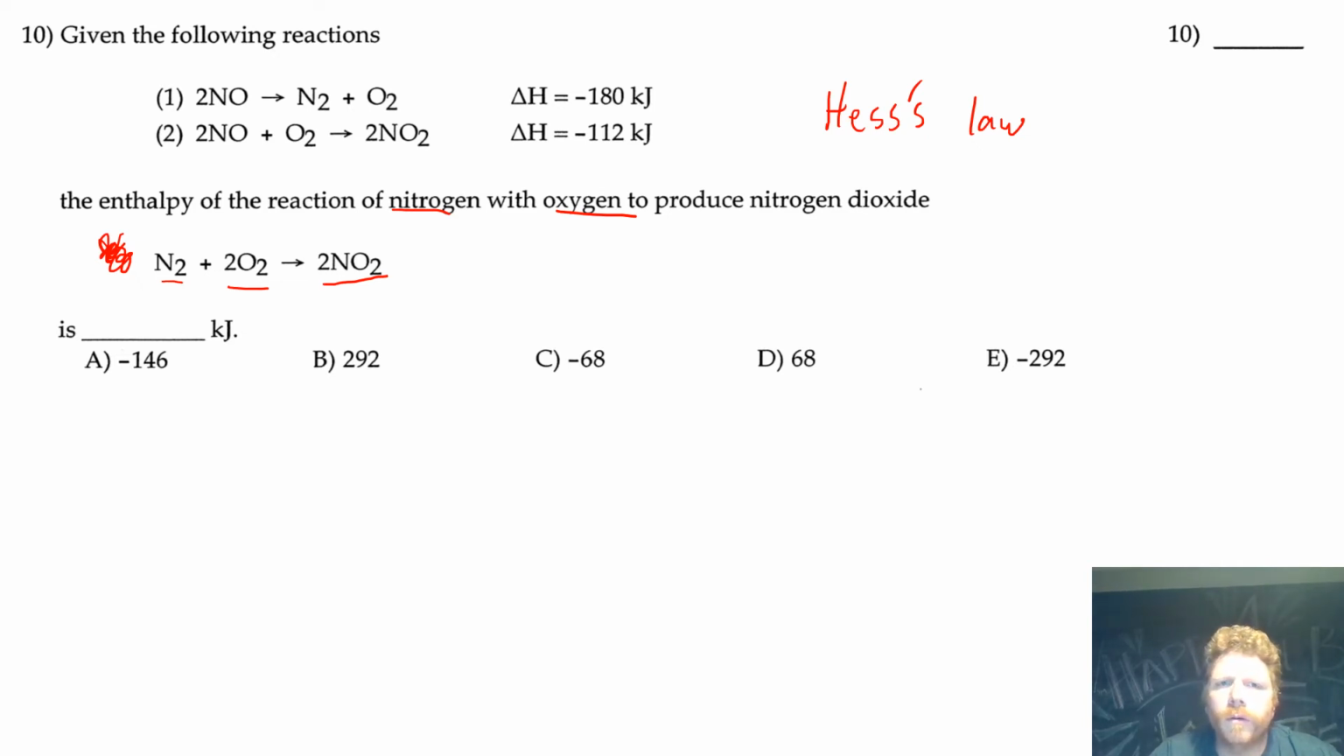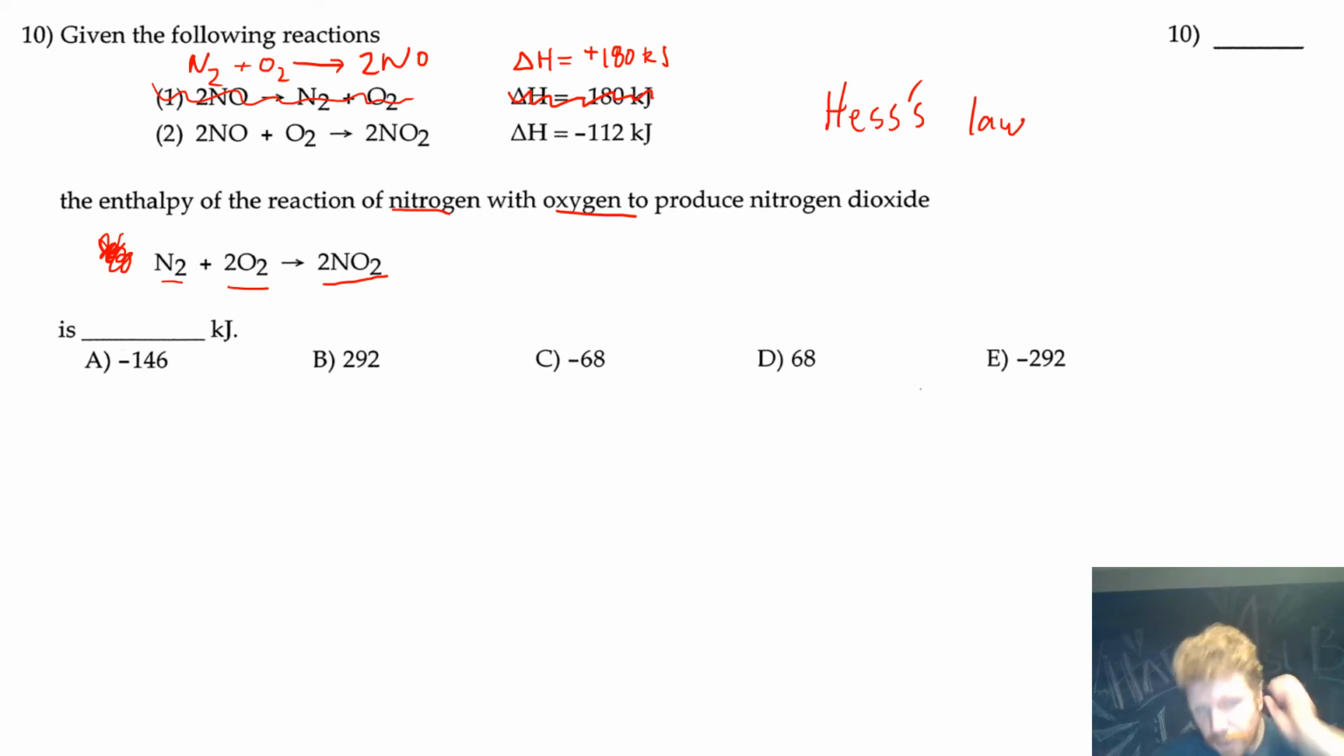So we want to rewrite this one. I'm going to write it as N2 plus O2 yields 2NO. I'm going to scribble out the original, while at the same time I'm going to write delta H is equal to positive 180 kilojoules. That means I've got my reactants positioned properly.